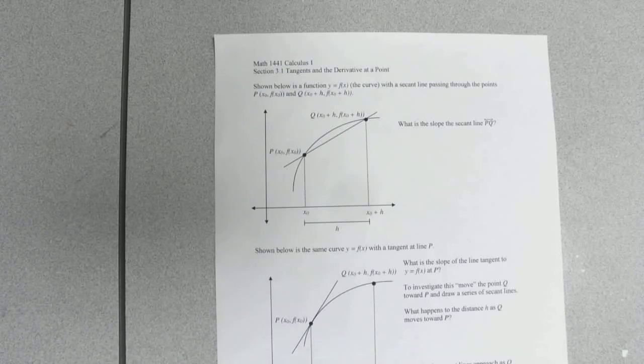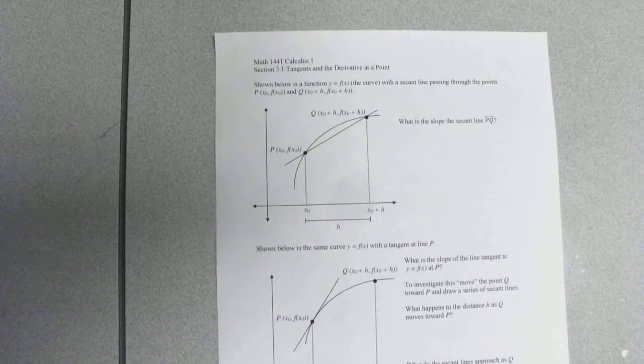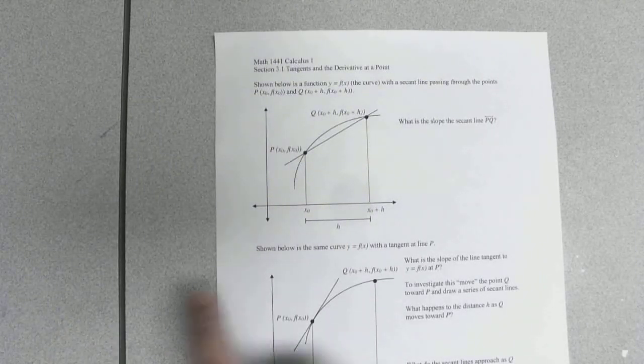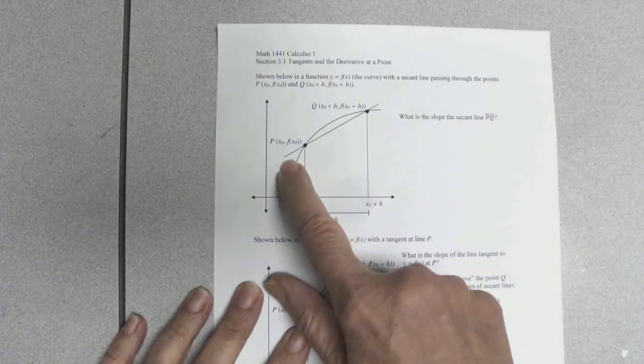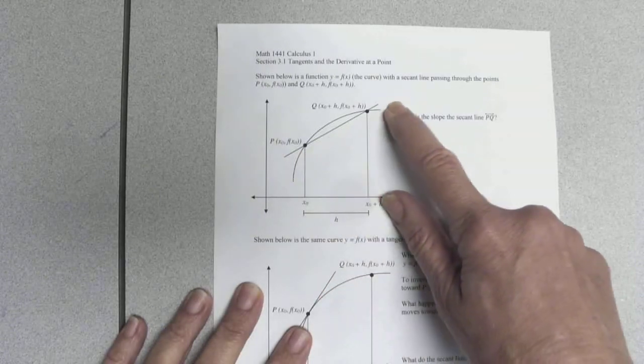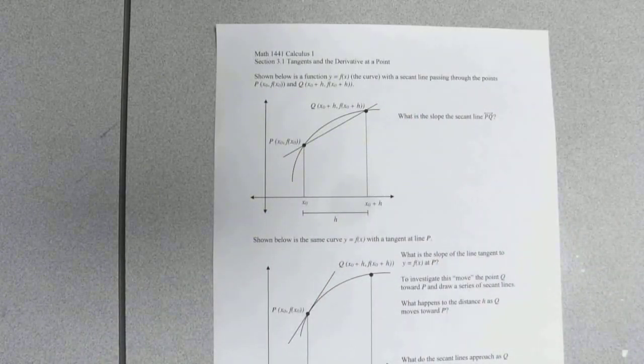Okay, so we're going to start with the motivating question of what caused mathematicians to come up with this thing called the derivative. So down here we've got a function. Shown below is a function y equals f of x, that's the curve, with a secant line passing through the points (x naught, f of x naught) and Q, which is (x naught plus h, f of x naught plus h). So the curve is my function f of x, and by secant line we just mean a line that goes through a curve in 2 points.